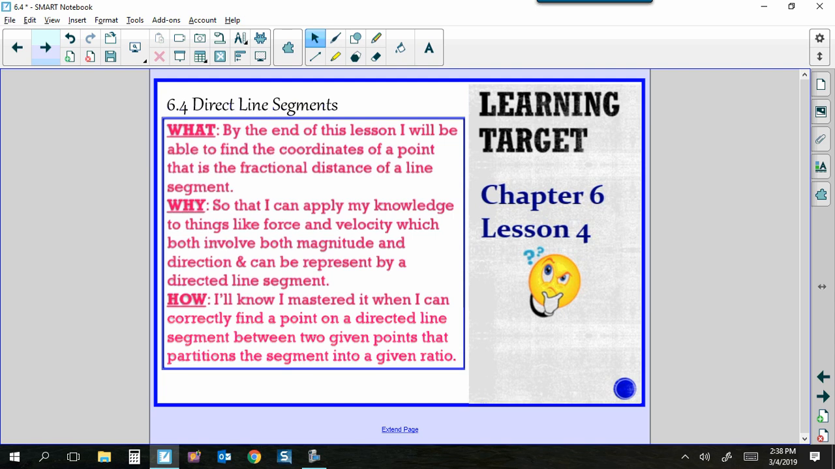Well, why do you need to know this? So that you can apply your knowledge to things like force and velocity, which both involve magnitude and direction and can be represented by a directed line segment. How will you know you've mastered it? You'll know you have mastered it when you can correctly find a point on a directed line segment between two given points that partition a segment into a given ratio. Very exciting, I know. So let's get started.